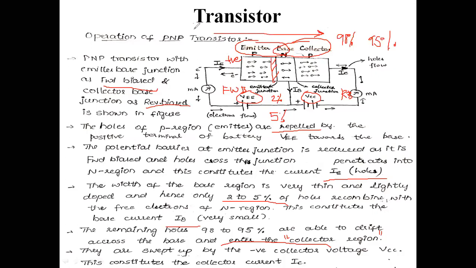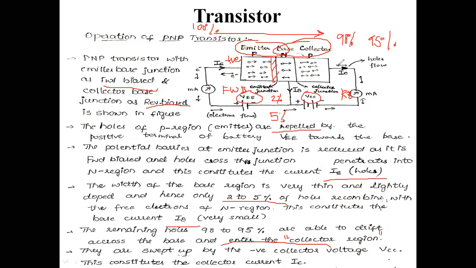Here let it be 100% of the flow of current takes place across the emitter, and it is transmitted to the collector as well as to the base current. Let it be that the base current is 2%, and the remaining current across the collector is 98%.